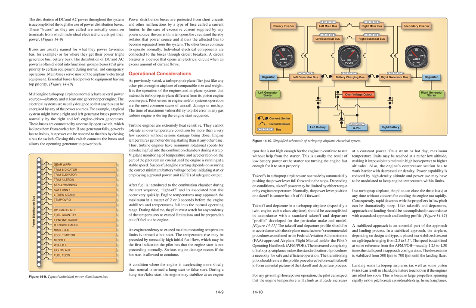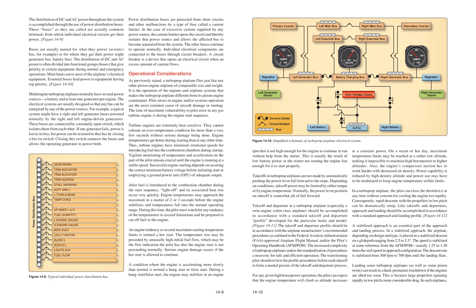The distribution of DC and AC power is often divided into functional groups, buses, that give priority to certain equipment during normal and emergency operations. Main buses serve most of the airplane's electrical equipment. Essential buses feed power to equipment having top priority.